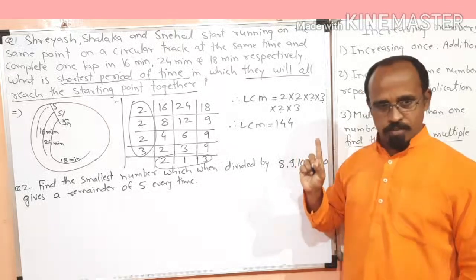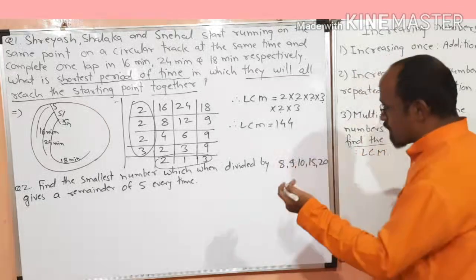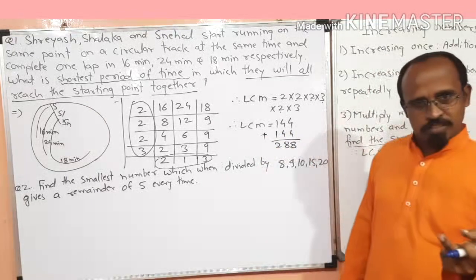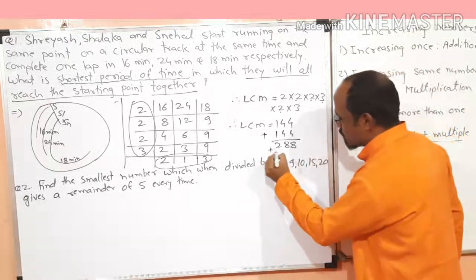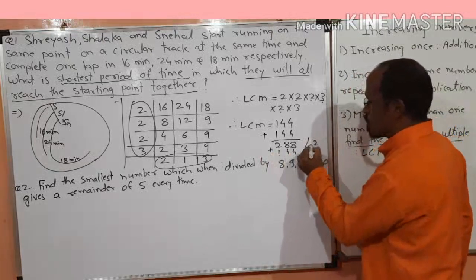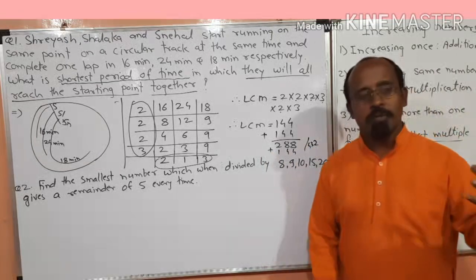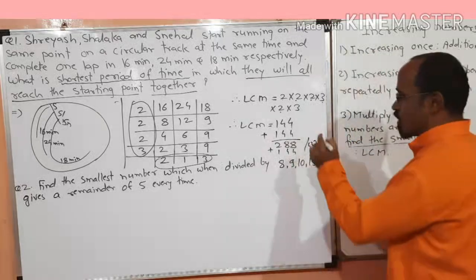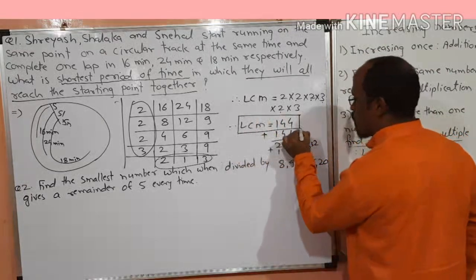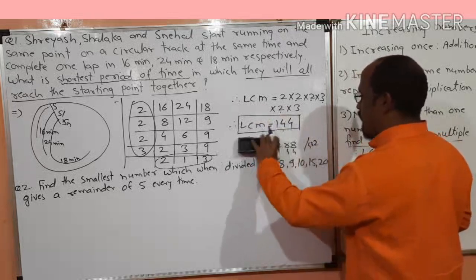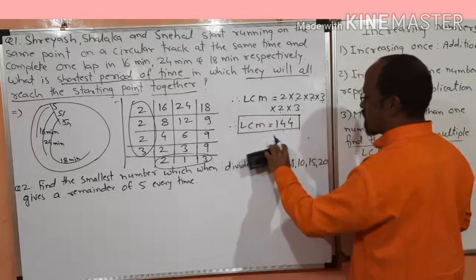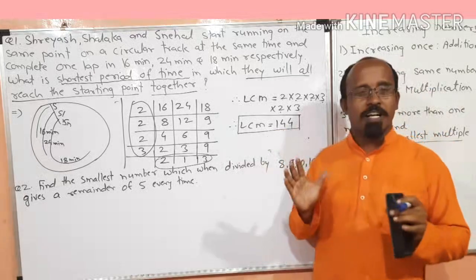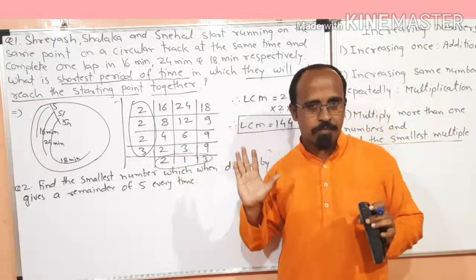So after 144 minutes, these three friends will meet together at the starting point, and that is the shortest time interval. If they wish to continue, after the next 144 minutes, again they will meet together after 288 minutes. If they wish to continue plus 144, after 432 minutes also they will meet together. But among all these possibilities, we have to find out the shortest, and the shortest is 144. So if Shreyas, Shalaka and Snehal continue running with the same speed, they will meet after 144 minutes at the starting point. Got it, friends?